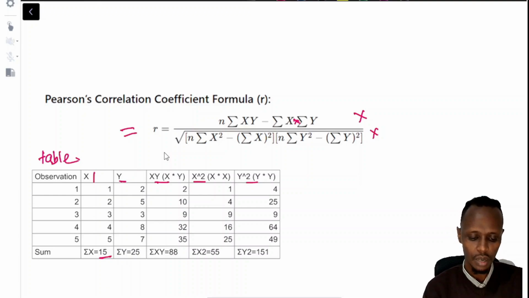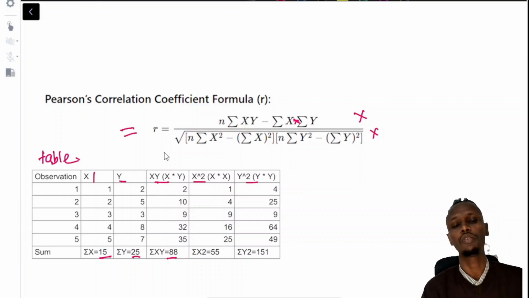And then sum of y is equal to 25. Sum of xy is equal to 88. How do we get xy? You multiply these two. X times y: 1 times 2 is 2, 2 times 5 is 10, 3 times 3 is 9, 4 times 8 is 32, 5 times 7 is 35. So you calculate all this, and for xy we have 88.